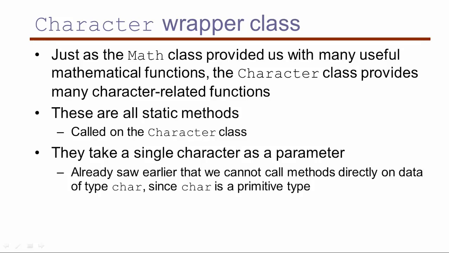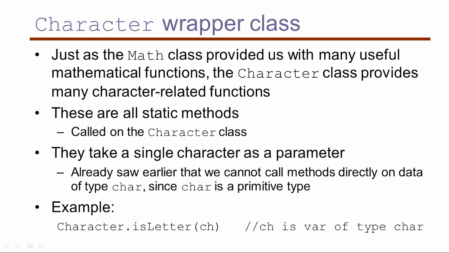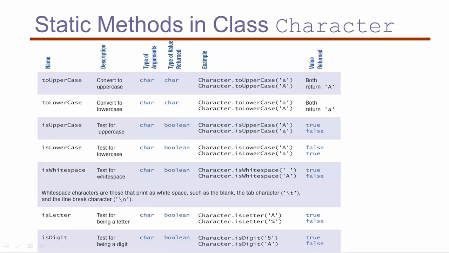And whereas the methods of the Math class took numbers as parameters, the methods of the Character class take characters as parameters. For example, if we had a character variable ch, and we wanted to know if it contained an alphabetic character, we could call the isLetter method from the Character class and pass the character variable ch as a parameter. Here's a partial list of the methods from the Character class, listing the method names, what parameters they take, and what values they return.